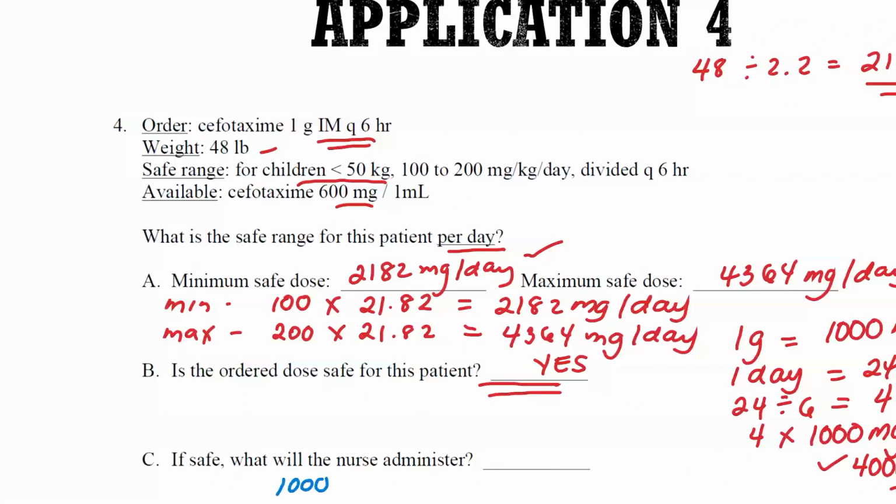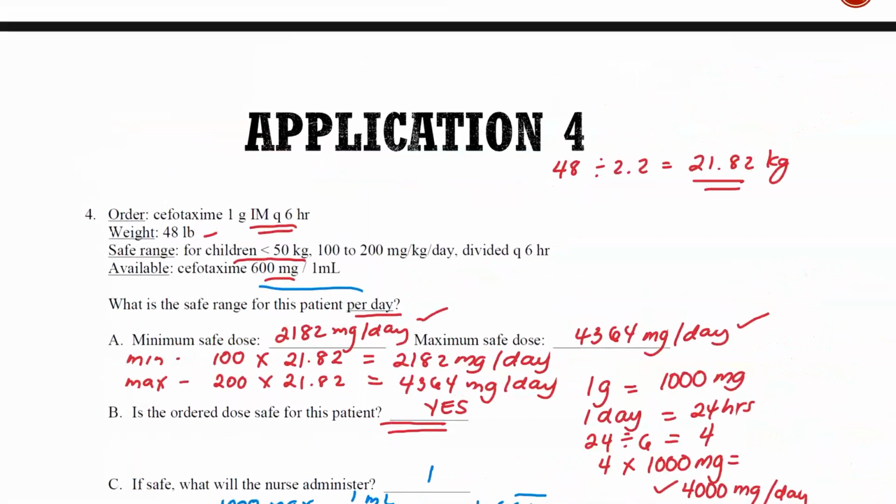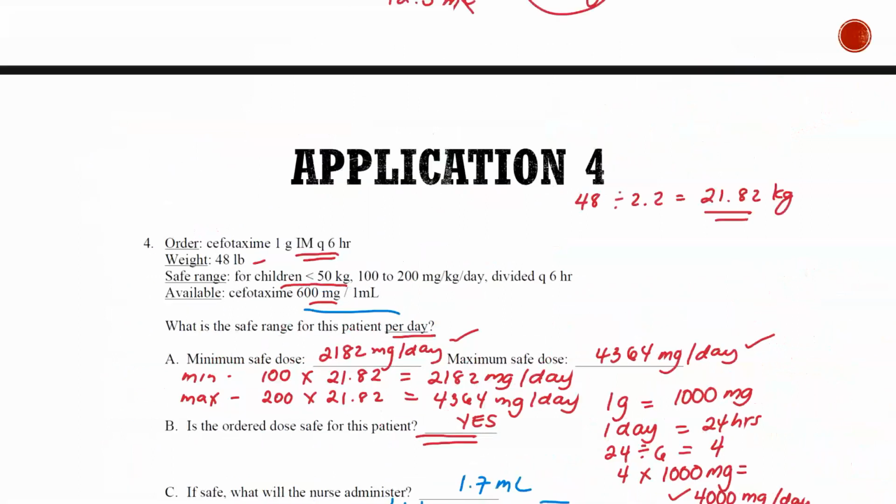Since it is safe, what will the nurse administer? Again, we get 1,000 milligrams times supply over have, 1 ml over 600 milligrams. We have 1.666 and so on, and then we round it to the nearest tenths, because it's greater than 1. So we have 1.7 ml.